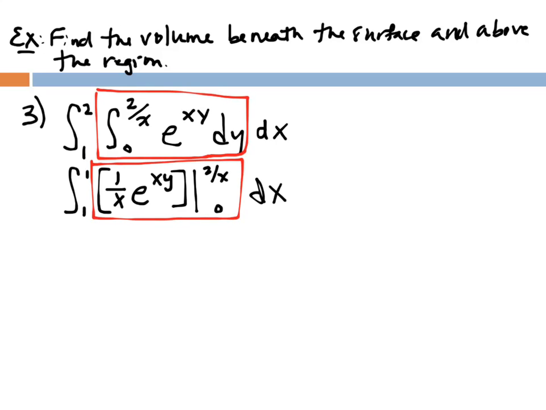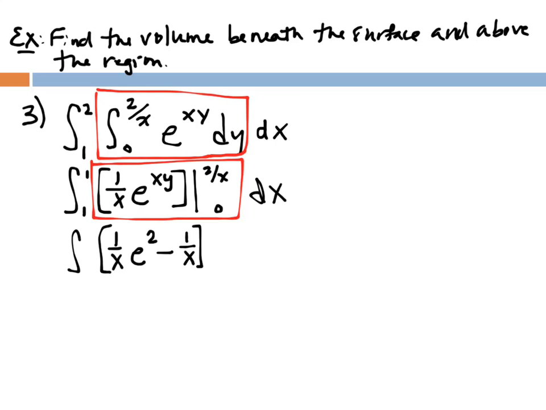So, plugging in the 2 over x, I have it for what variable? Y. e is not a variable, and x isn't the variable we're working with. So we're going to have the 1 over x. And if we plug in 2 over x for y, what do we get for the first one? e squared. Then we're going to subtract, and we evaluate at the value 0, which gives us 1 over x times 1. So we still get a 1 over x here.